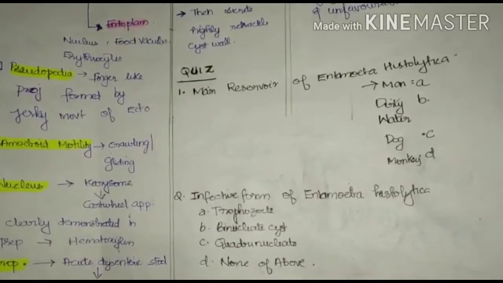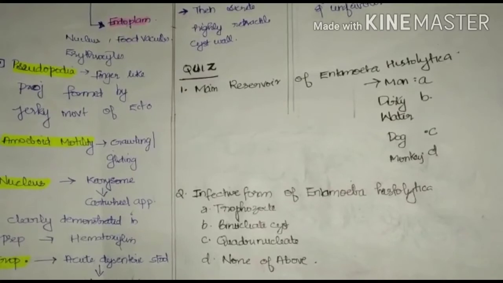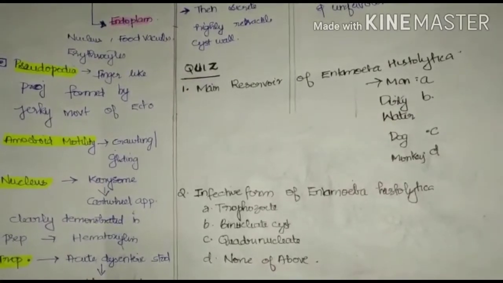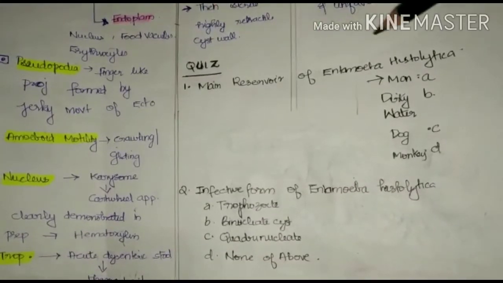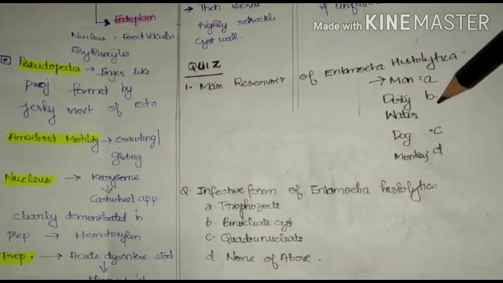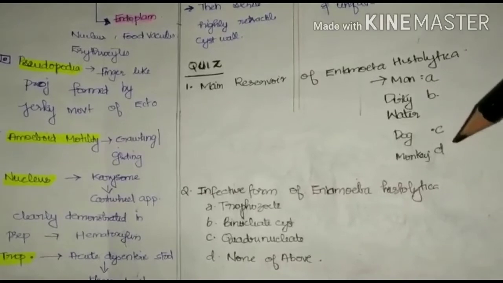Now I will ask you some questions, only two, so at least you will feel confident that you know something regarding Entamoeba histolytica. The first question is: which is the main reservoir of Entamoeba histolytica? Option A, man. B, dirty water. C, dog. And D, monkey. What do you think?